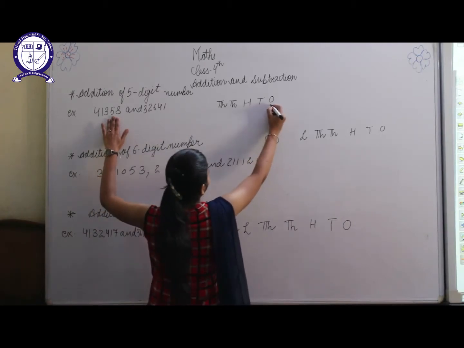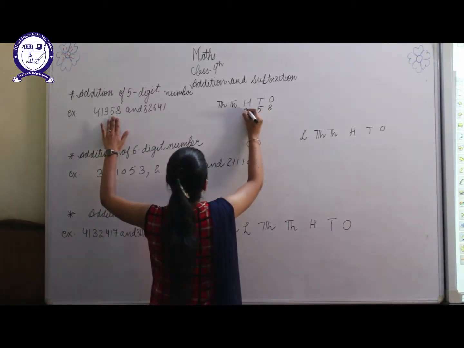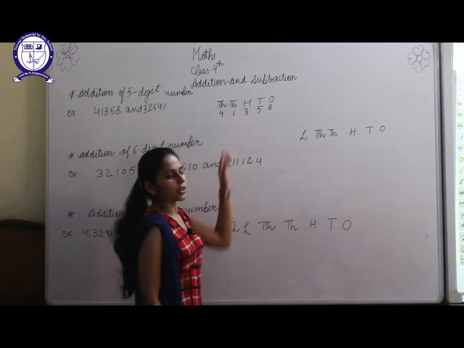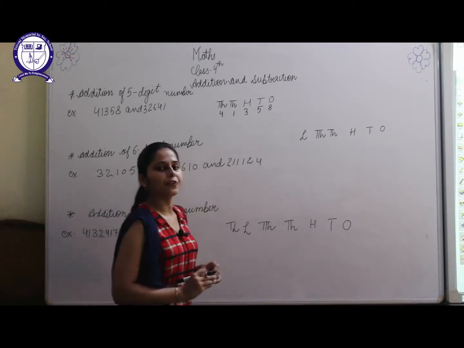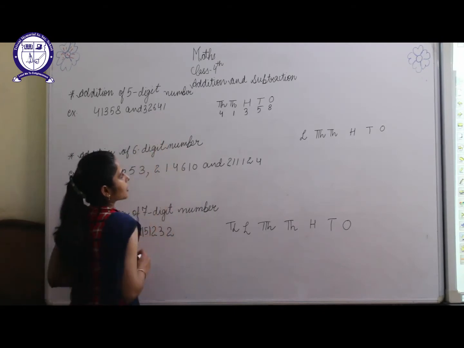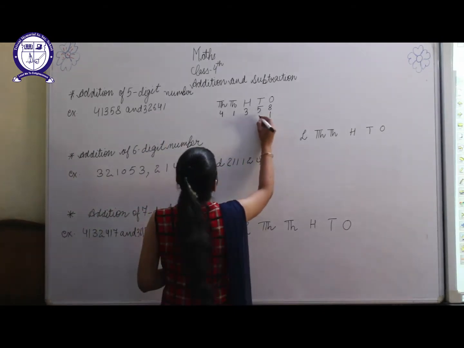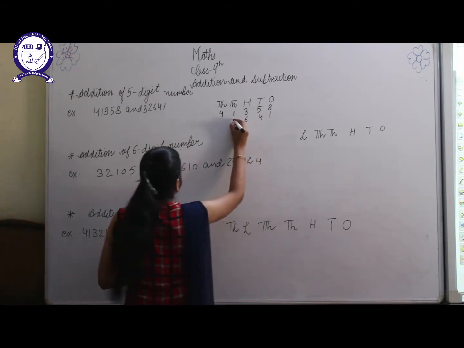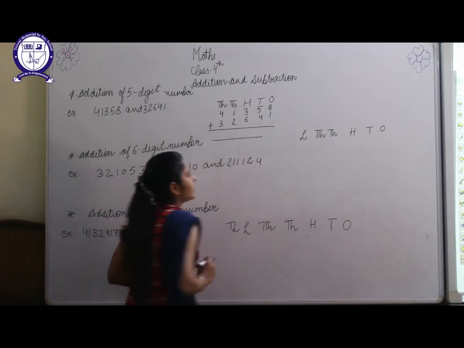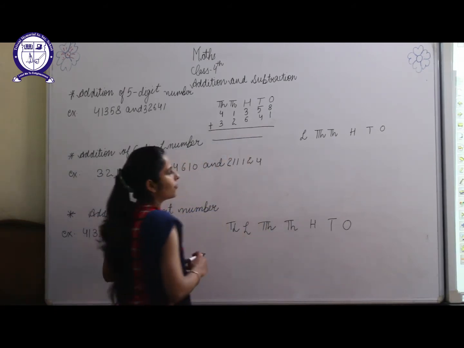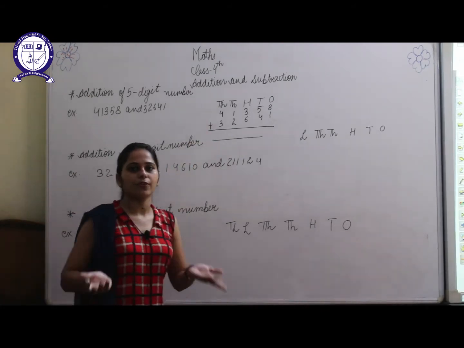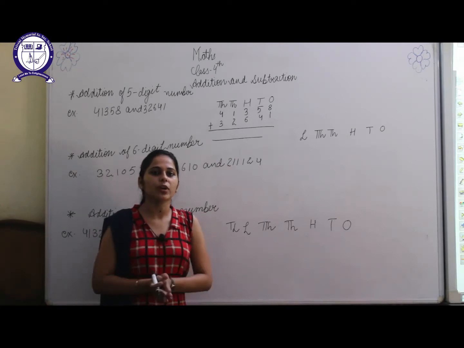This number 8, 5, 3, 1, 4. So what is this number? 41,358, students. Now the second number is 32,641. Start writing the number from the right hand side. Now add. You will start adding from the right hand side, or from the ones place. You may have 3 numbers, 4 numbers or 5 numbers to add.